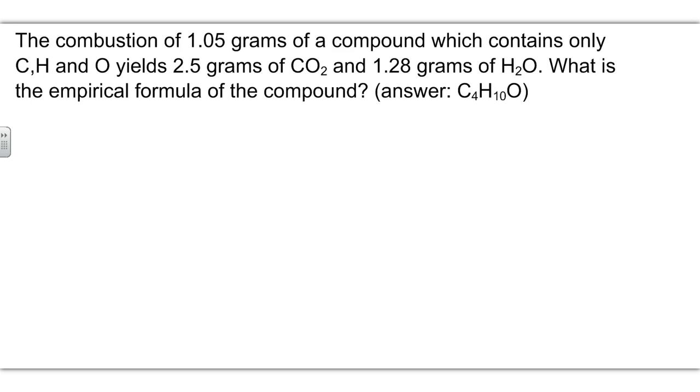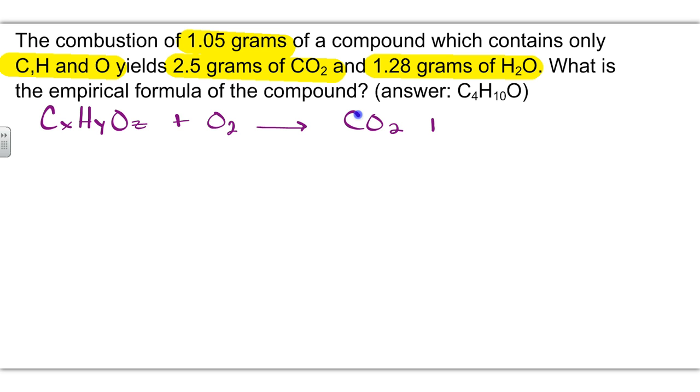So here's our first example, and let's take a look at what we have. 1.05 grams of a compound which contains carbon, hydrogen, and oxygen is going to yield 2.5 grams of carbon dioxide and 1.28 grams of water. So what we want to do first is write the potential equation. It'll be CxHyOz. It's combustion, so it's plus O2 yields CO2 and H2O.